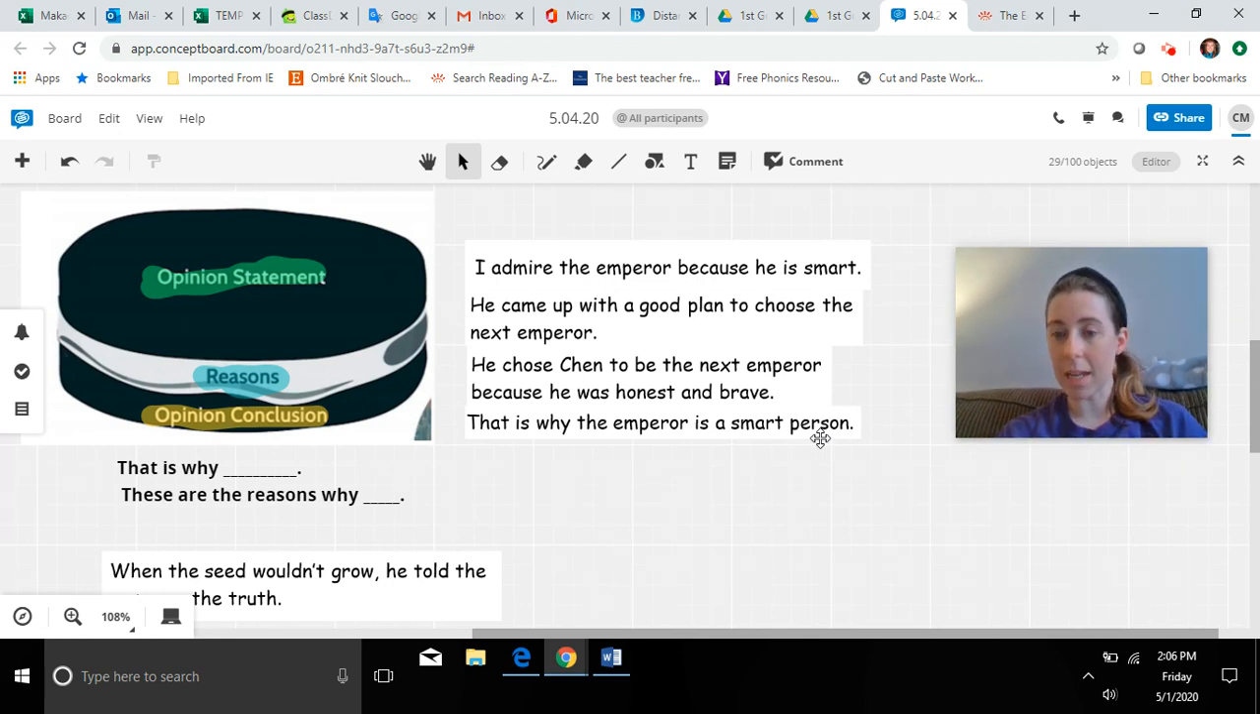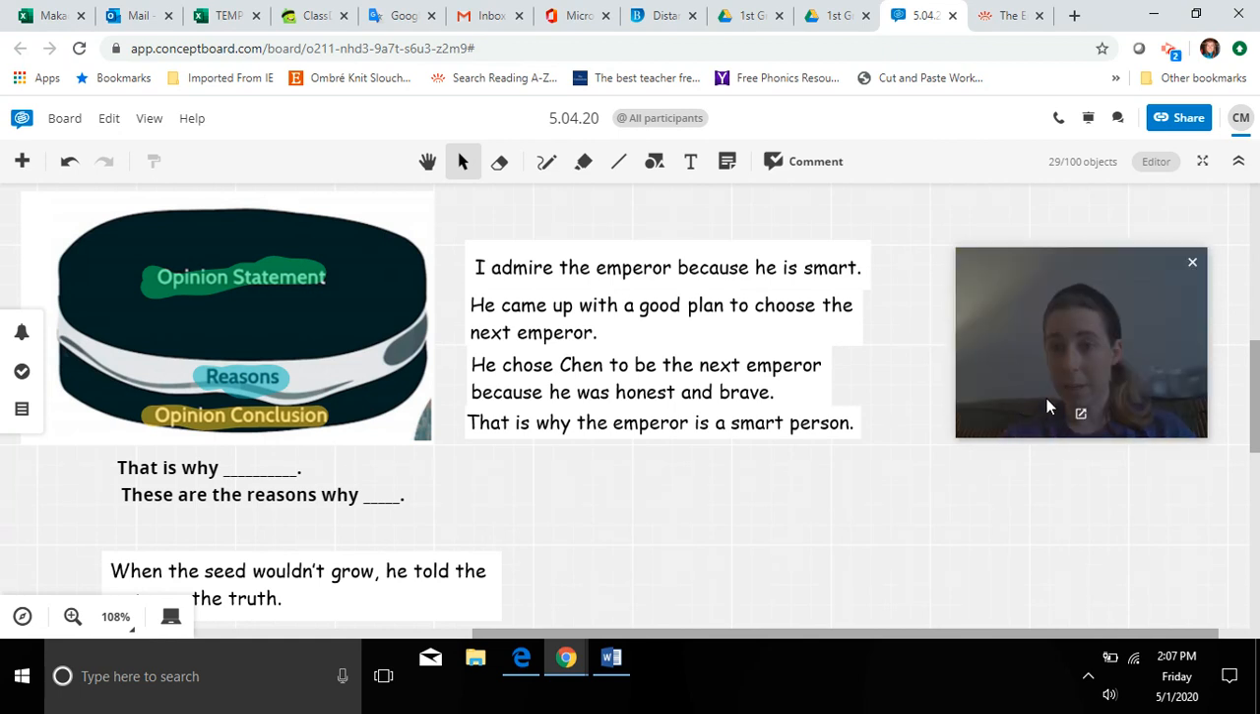What do you think? Does that sound like, did I tell my opinion? Yes. Did I give reasons why that's my opinion? Mm-hmm. And did I give a conclusion? Yes. This is a great paragraph. And it didn't take me that much time because we've spent so much time already thinking about the character traits and the reasons why. So it should be getting kind of easier to write these paragraphs.